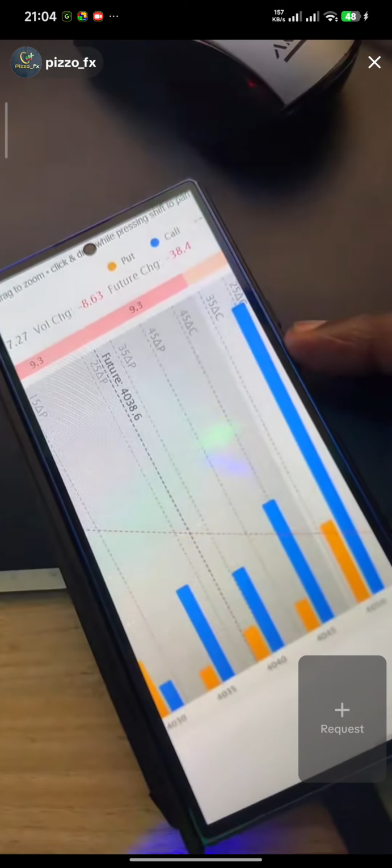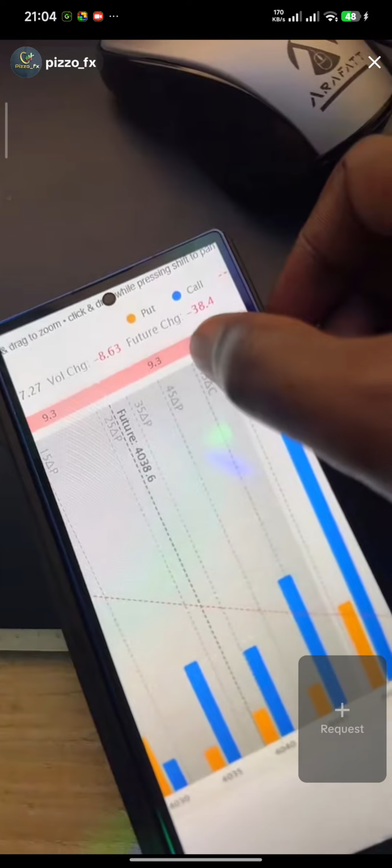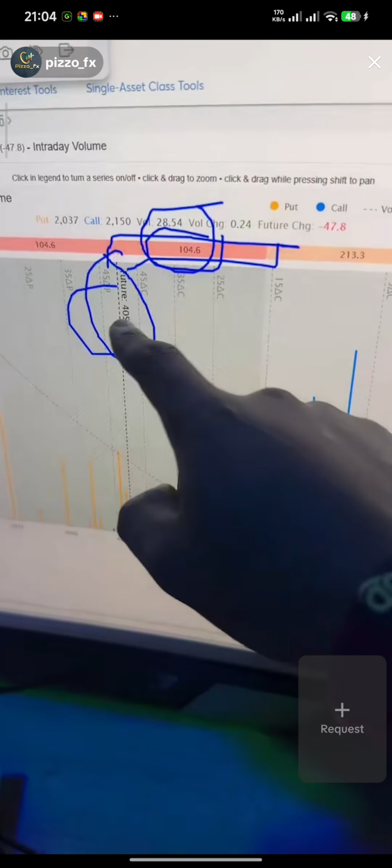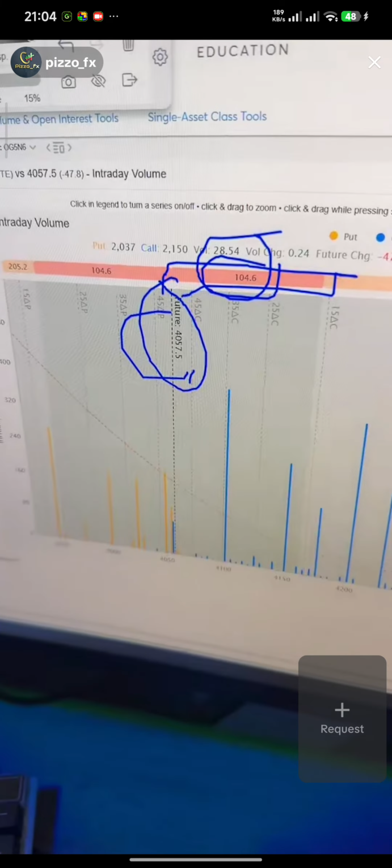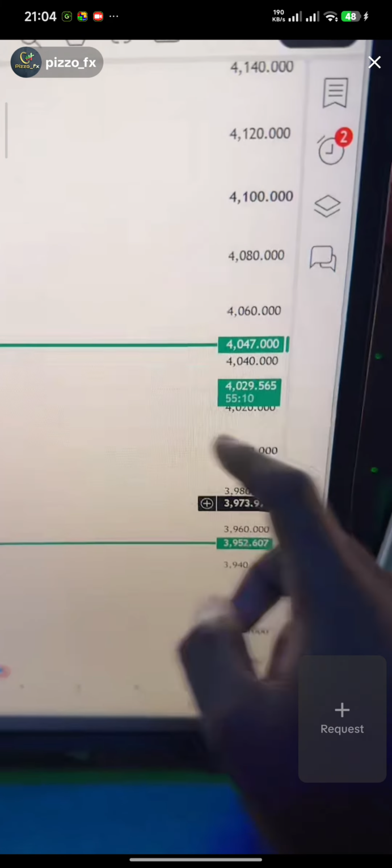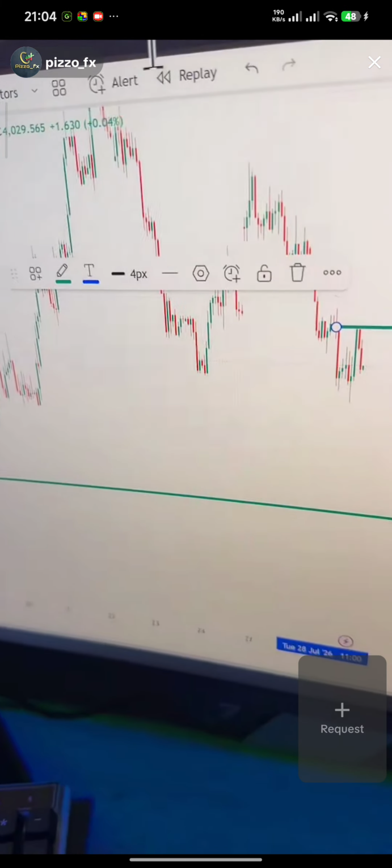It gave me 4047. Basically it was 4038.6 plus 9.3. Let me show you. I see 4038.6 plus 9.3, so you do it like that: 4075.5, so it's the current future spot. So this number must change. What is spot? Spot is like this number here, but future spot is a little bit delayed.